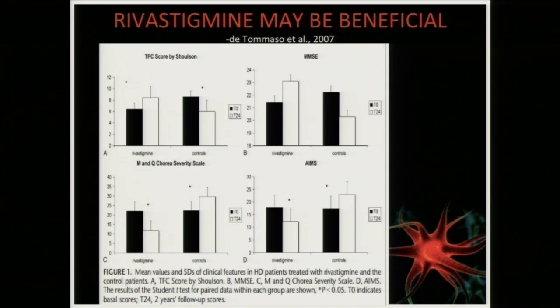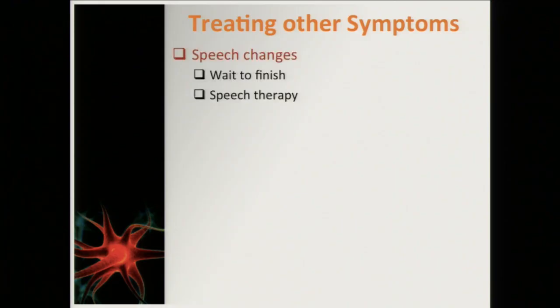Rivastigmine is another medication that's used, and this has shown variable results, but this one study in 2007 may have shown some benefit. So what about treating the other symptoms? Well, we're going to treat the speech changes. How are we going to do that? Well, we're going to send patients to speech therapy early and give them the tools on how to properly express themselves. And you're also going to wait for somebody with Huntington's disease to finish.